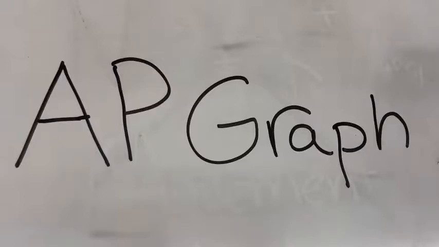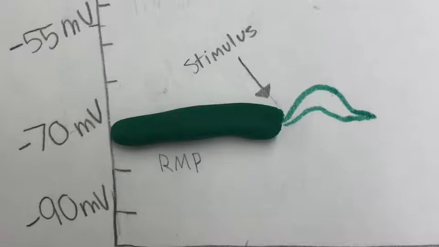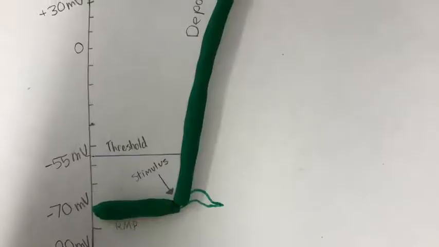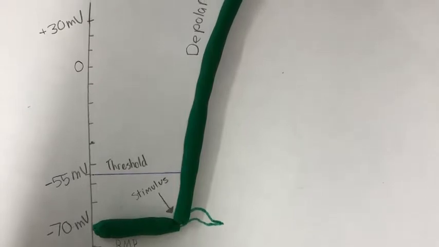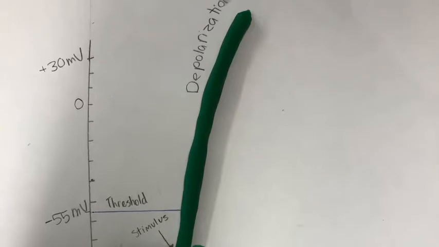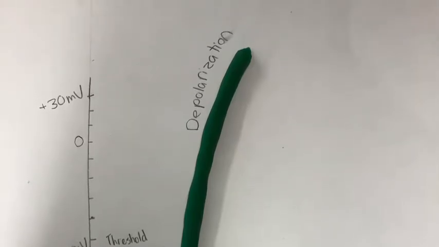Cell membrane starts at a resting state, which is around negative 70 millivolts. Then once a stimulus reaches the appropriate threshold, which is around negative 55 millivolts, depolarization begins. The sodium channels open and raise the voltage of the cell. Then once the voltage reaches 30 millivolts, depolarization ends as the sodium channels close.